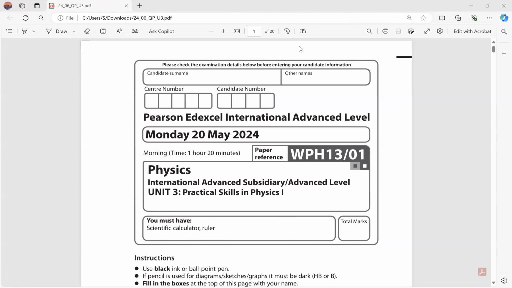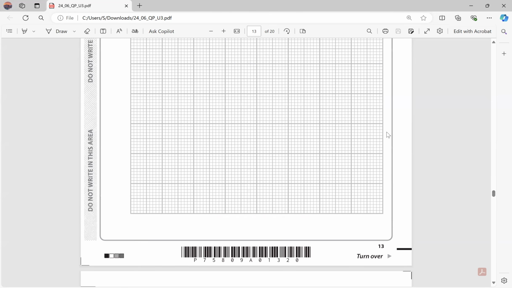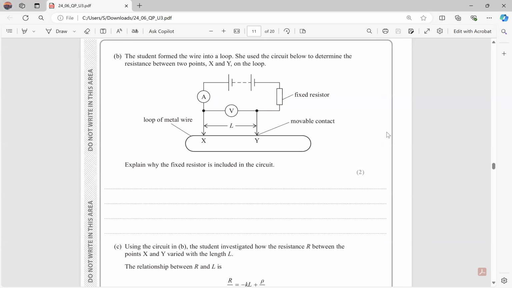Hello guys. So last time we were doing this paper, Unit 3, Edexcel, International A levels. So we did the first three questions and today we're going to move on to the fourth question. So let's see what the fourth question is about.